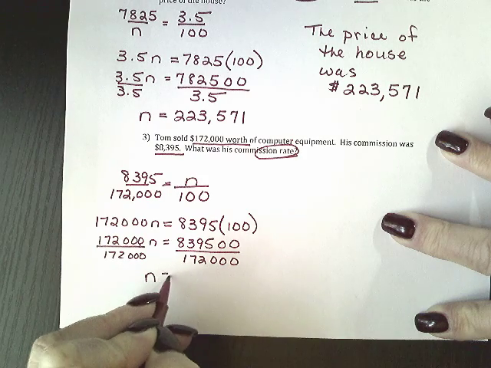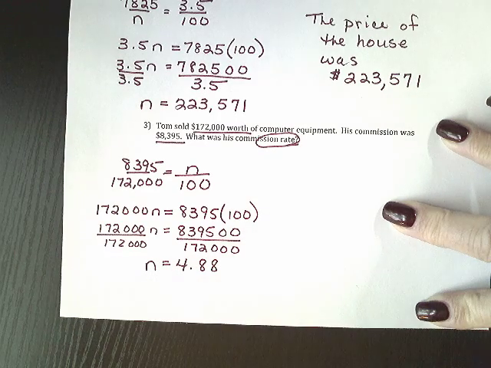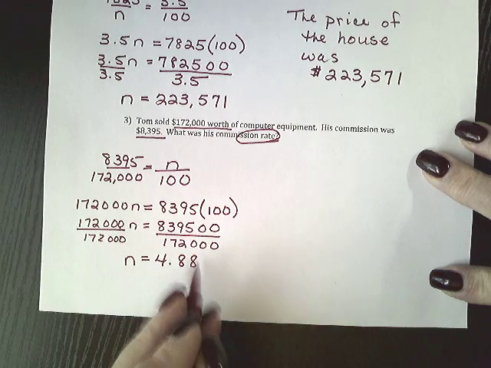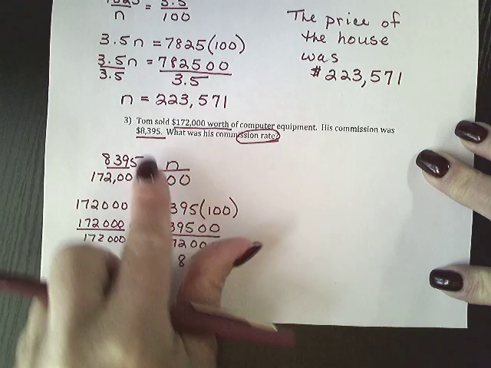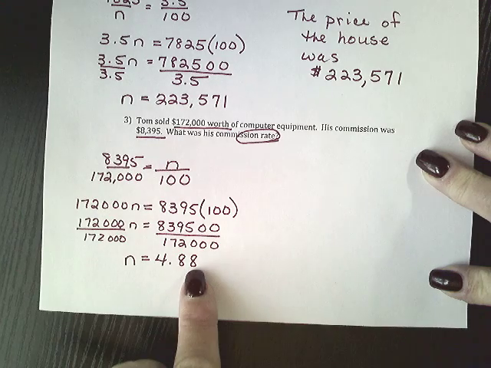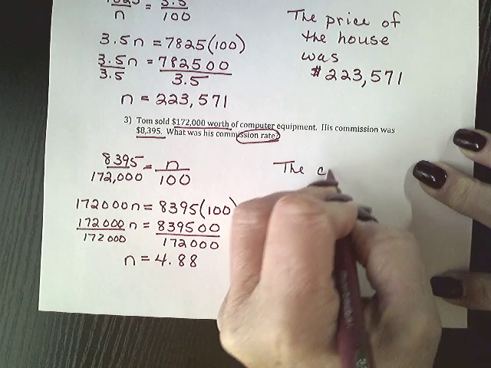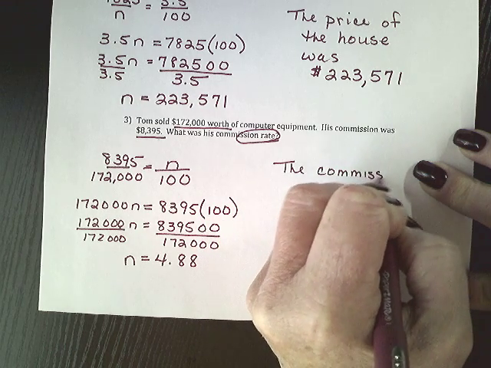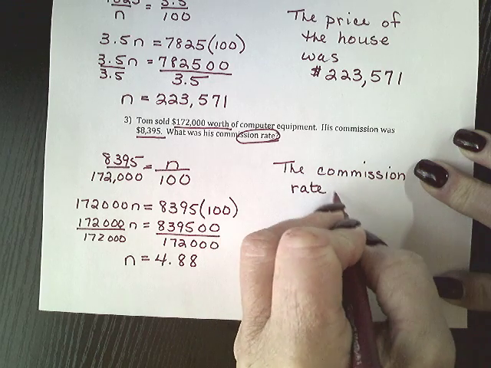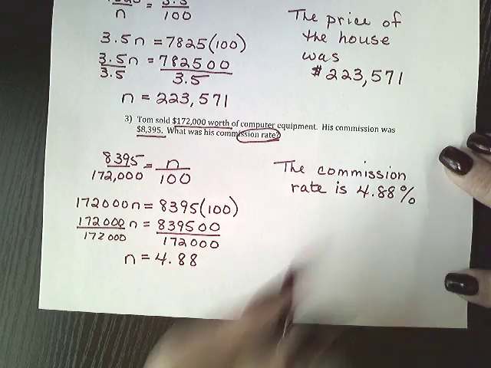then N is going to equal, and I'm rounding this, 4.88. 4 88/100. I rounded that. Now you don't want to round that to 5% because that would mean that he would be getting more than $8,395, and he's not. So we need to keep that percent the same. So the commission rate is 4 88/100%.